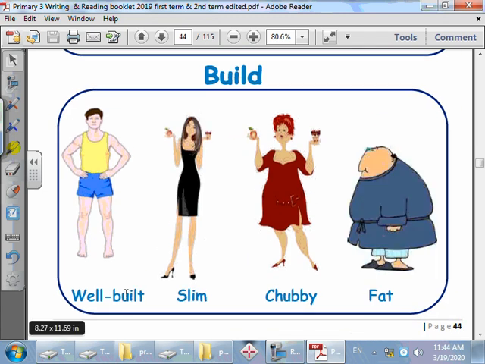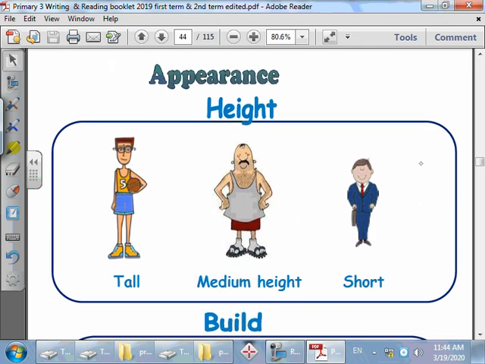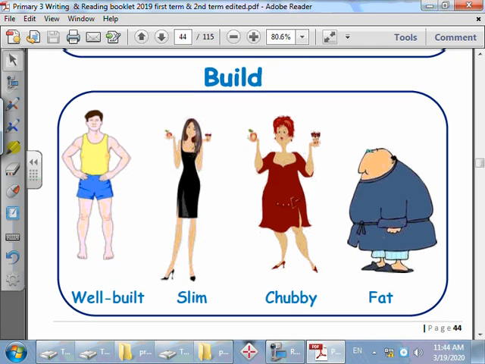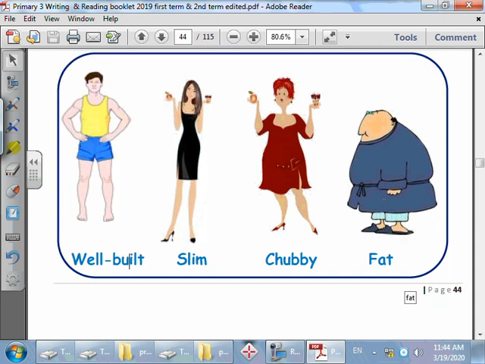Well built, see, he's an athlete. Well built, he has muscles and things. Slim is another word for thin. Chubby, okay, or fat. So also when you describe, again, the height, we use one word from these, and the build, the body, we use one word from these.